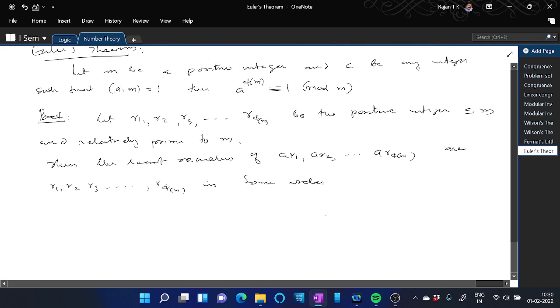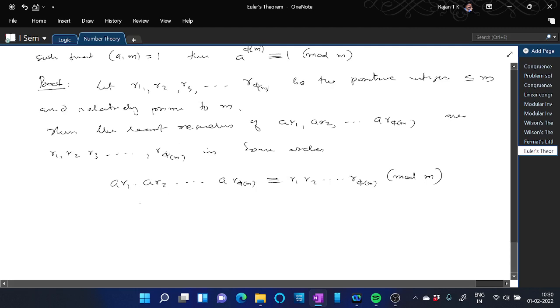And therefore ar1 into ar2 into etc. ar phi m is congruent to r1, r2 etc. r phi m modulo m. Here there are such phi m numbers in the product. So it is a raised to phi m into r1, r2 etc. r phi m congruent to r1, r2 etc. r phi m modulo m.